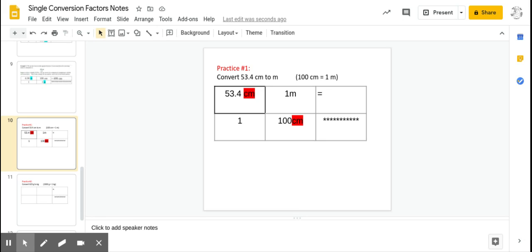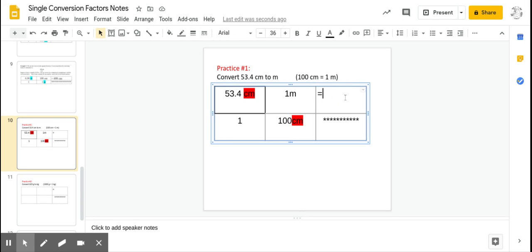Put that in my calculator. 53.4 divided by 100. And that's going to give me 0.534. And look at the label. The only label I have left is meters. We've canceled out the centimeters. That's our answer. Let's try another one.